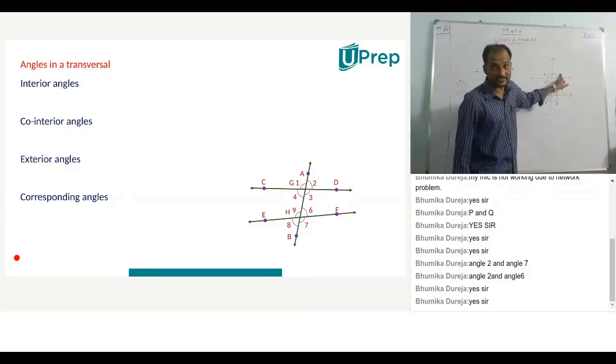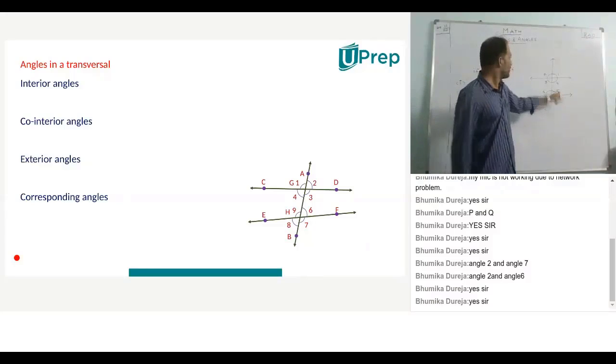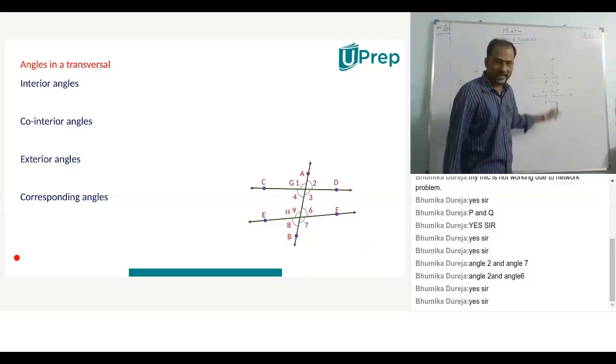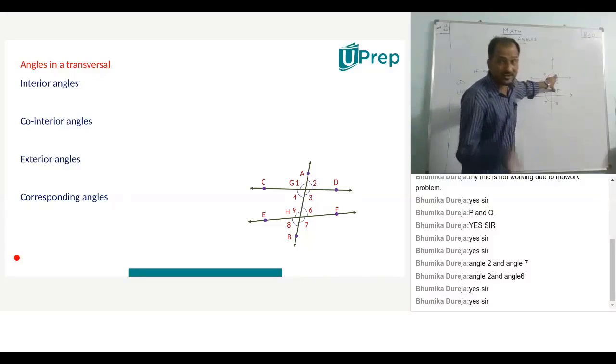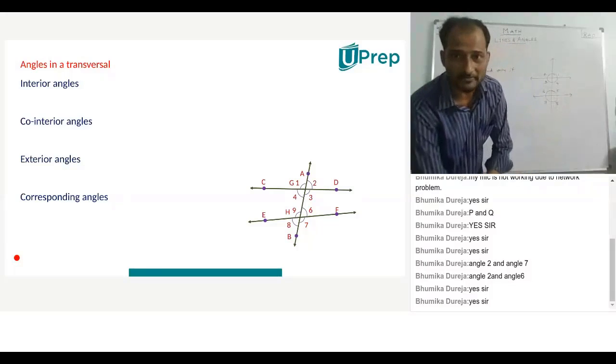Now, 1 is exterior, 5 is interior. They lie on the same side of the transversal and they are not adjacent angles. So 1 and 5 form corresponding angles. Hope you understood now.